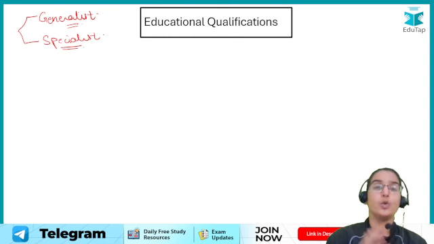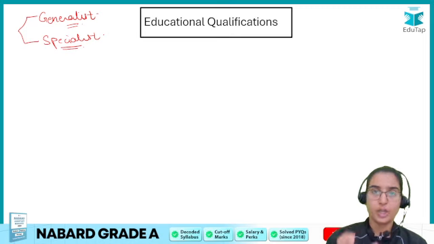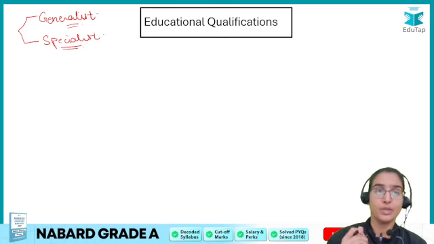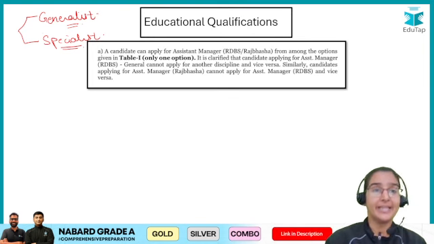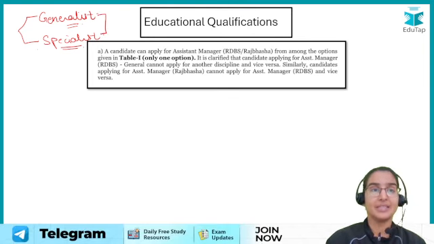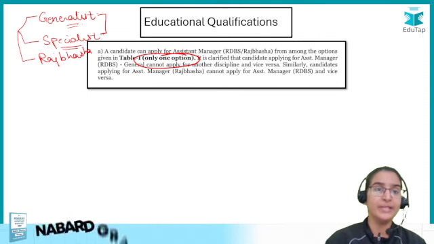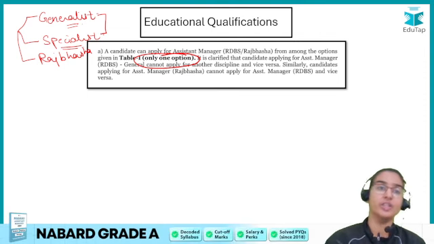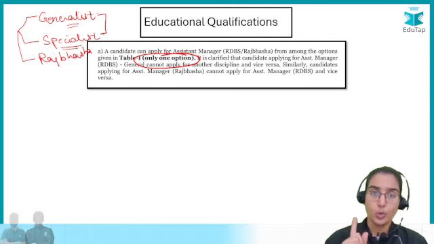In today's video, our major focus is going to be on the generalist category educational qualifications, right? So let us discuss them. Before I proceed further, there is one more piece of information I would like to provide here: out of these categories, generalist, specialized, and after that the Raj Bhasha category as well, you can apply for only one option, and for one discipline only. It is not that you can apply for the generalist position also and the specialized positions also. No, you can apply for only one position.